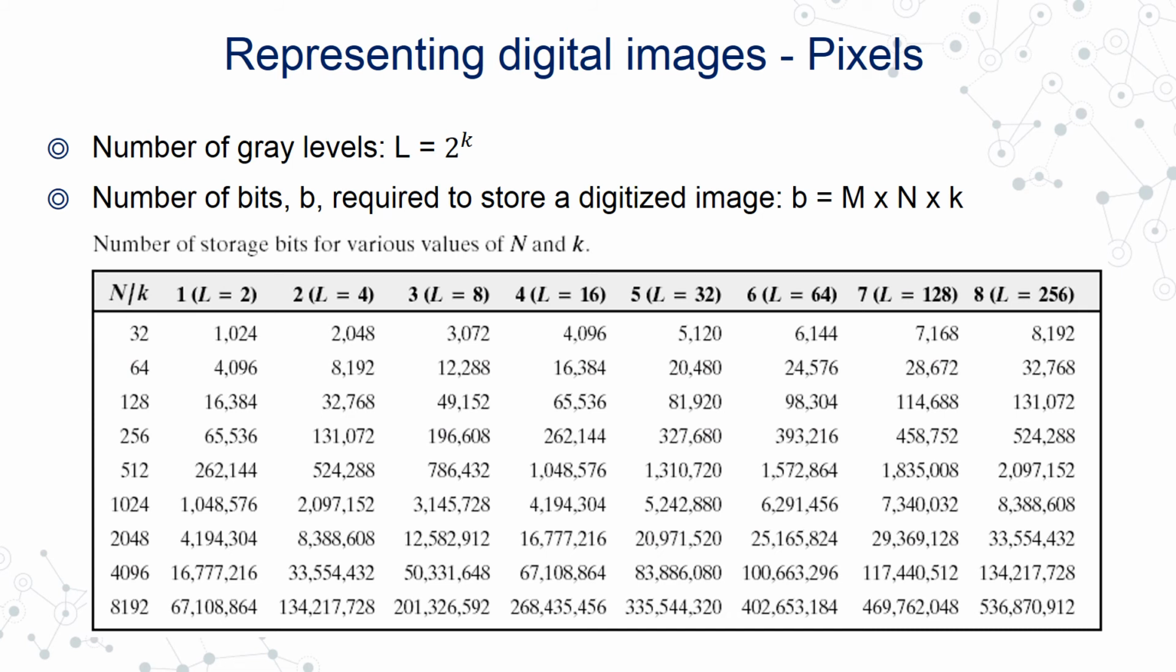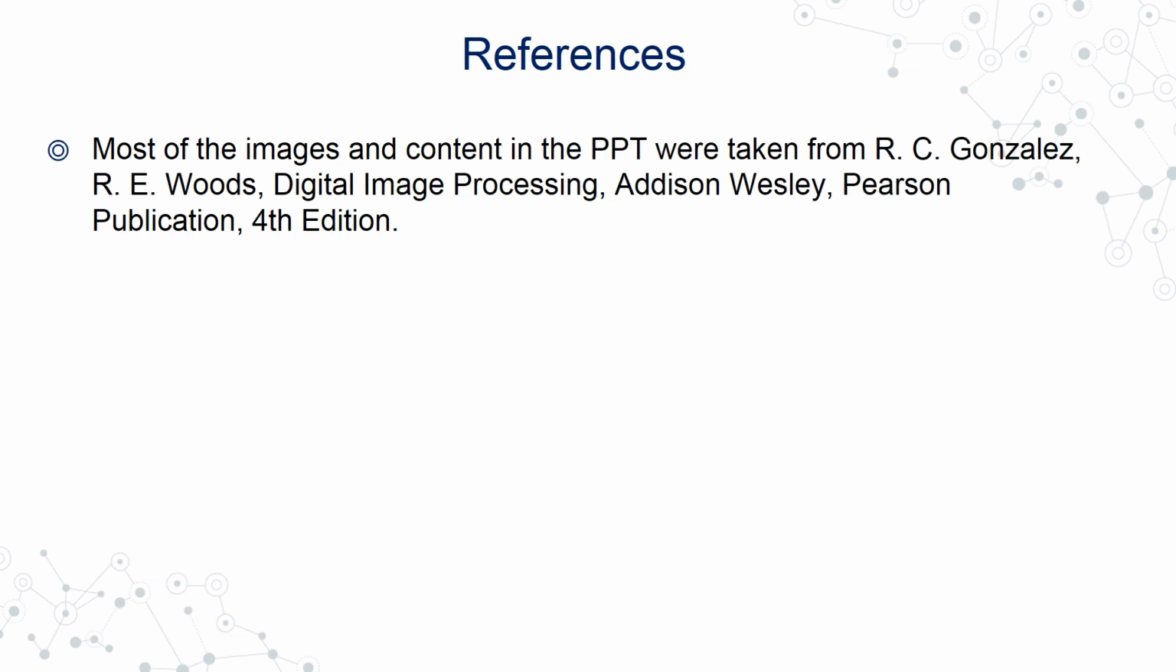So if I am using a single bit, either a 0 or a 1, then I would have two levels, 0 and 1. If I am representing my pixel by 8 bits, then 2 raised to 8, I would have 256 values for representing a particular intensity level, and using that I can calculate the number of bits that would be required to store an image.